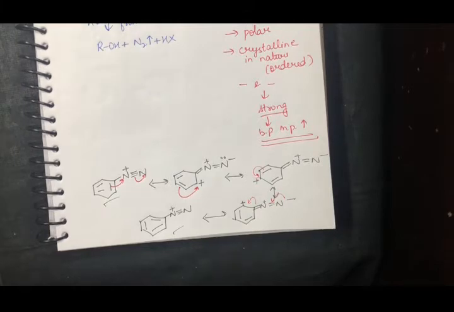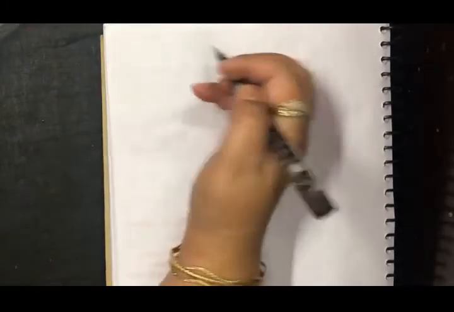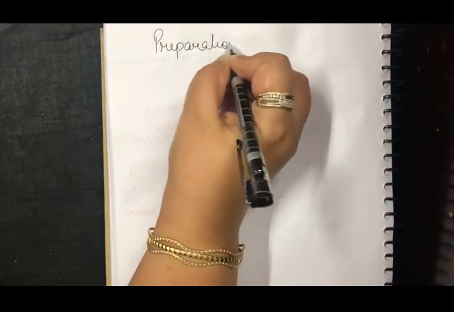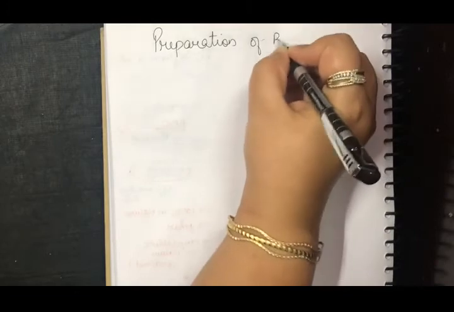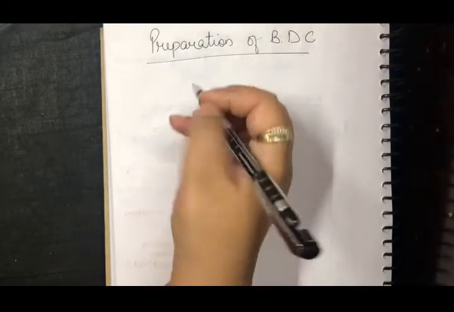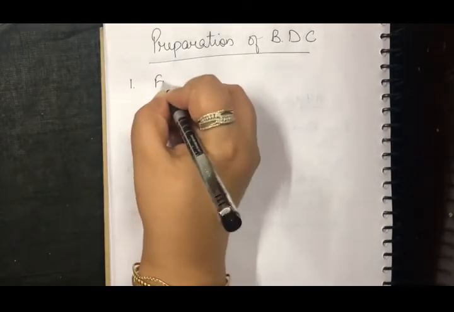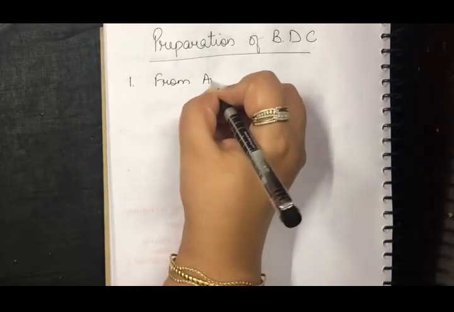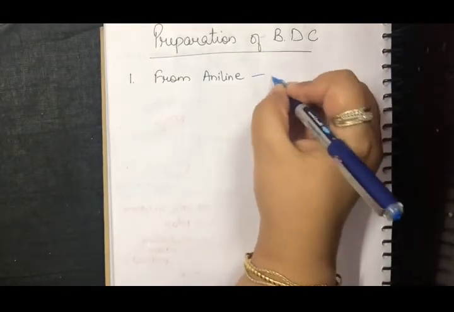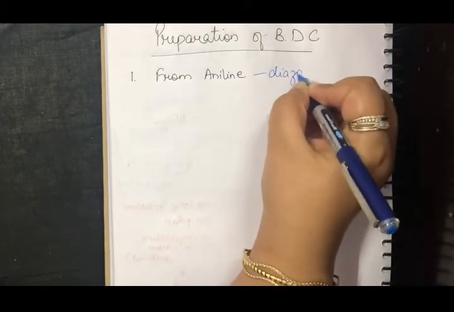Now when I'm talking about benzene diazonium salts, there are a few things that are really important. To begin with, I will start with the preparation of benzene diazonium chloride. Okay, so I'll make it from aniline, and this particular reaction has a name. It is called diazotization.